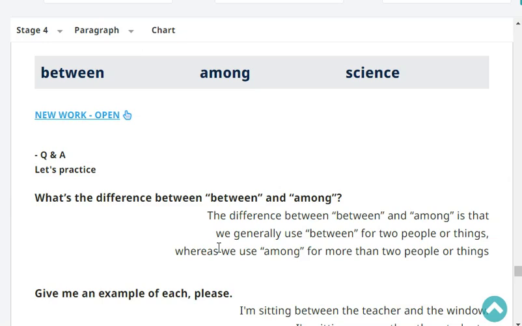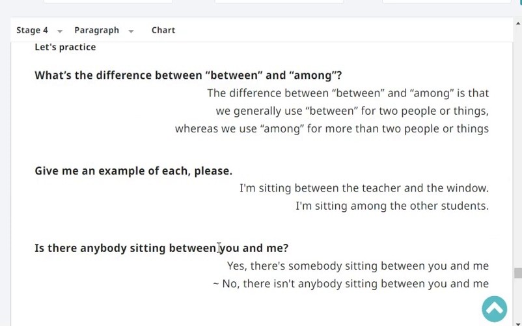The difference between "between" and "among" is that we generally use "between" for two people or two things, whereas we use "among" for more than two people or more than two things. Give me an example of each, please.